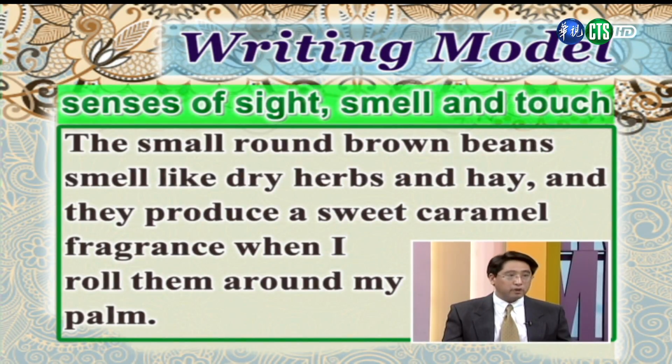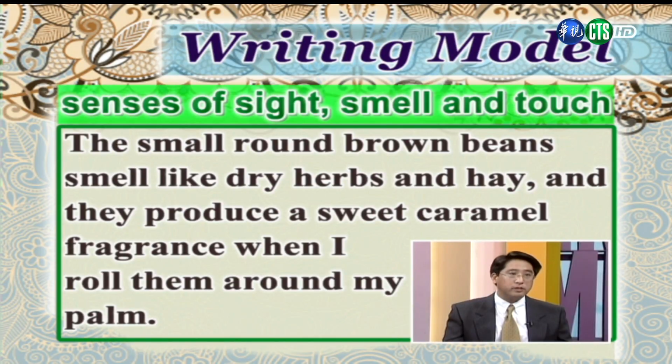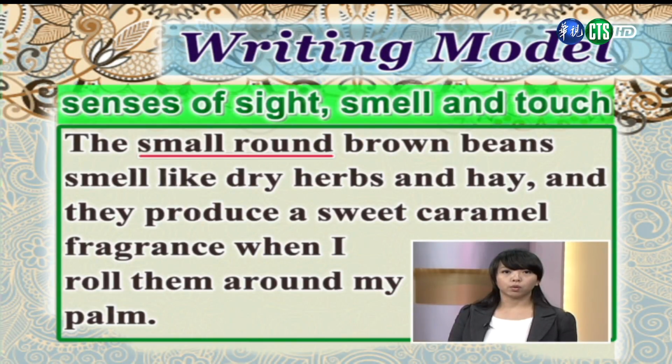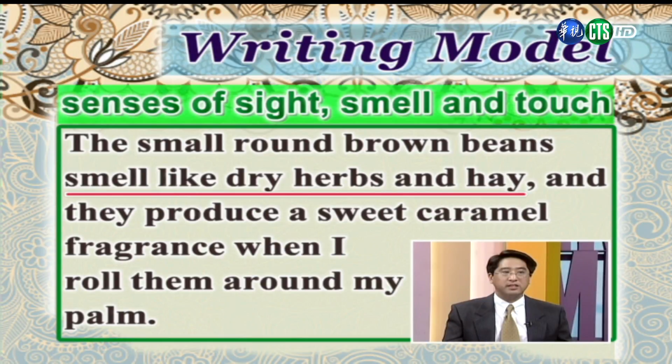All right, and over here we can see that this is focusing on some different kinds of sensory perceptions. All right, and so first of all, we can see that it talks about small round beans, and this is a description of what you see when you take a look at the roasted coffee beans. Right, now we can also see that she also focuses on the smell.